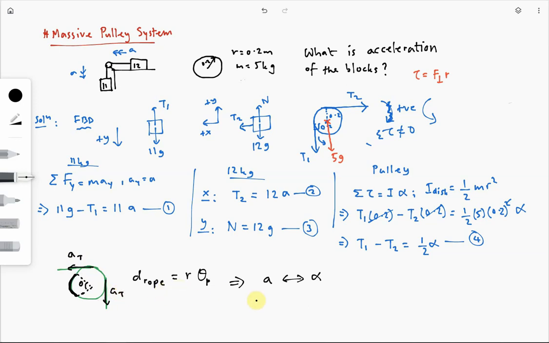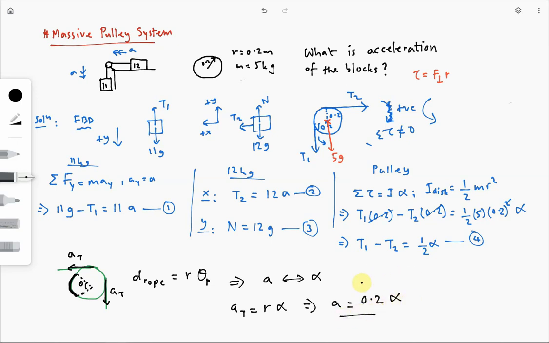And we know what tangential acceleration is. Tangential acceleration is related to angular acceleration as at equals r times alpha. At in our case is just a. R is the radius of the pulley, which is 0.2, times alpha, the angular acceleration of the pulley. Okay? Now our job is to use this information to simplify our equations.